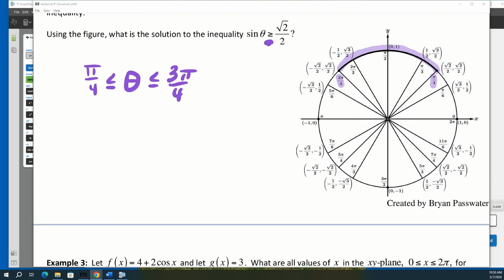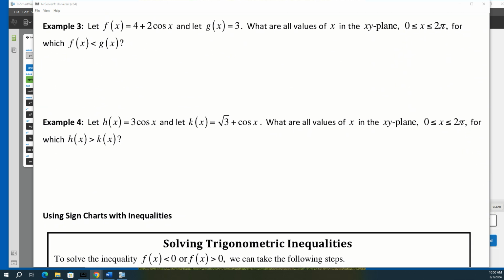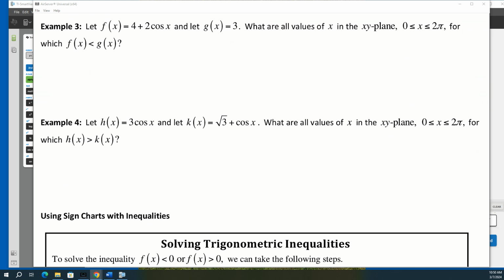We're going to have to do our own little unit circle on these. And a little bit more work. So for example 3, we have f and g, and we want to know between 0 and 2 pi, or including 2 pi this time, when f is less than g. So we'll just take f, and we're going to set it less than g. And then we'll just solve that for cosine by subtracting 4 and dividing by 2.